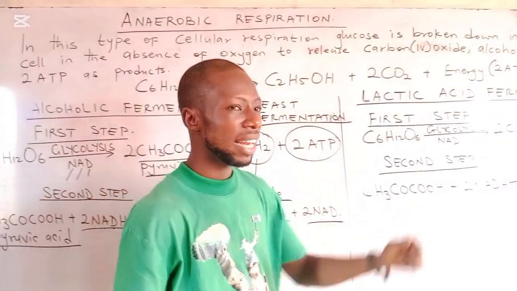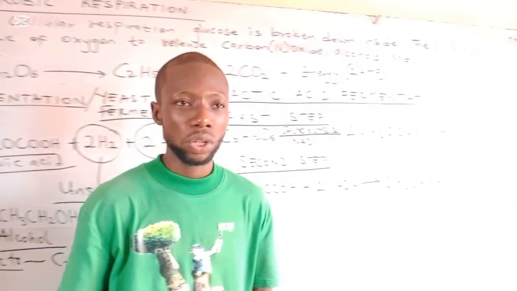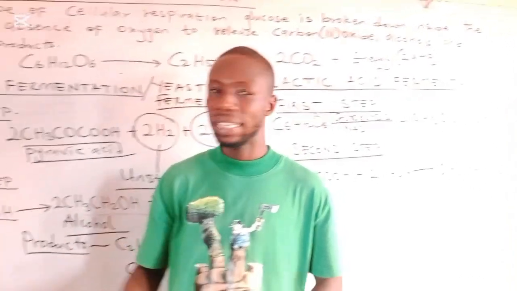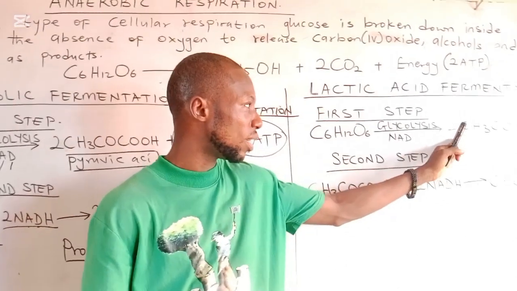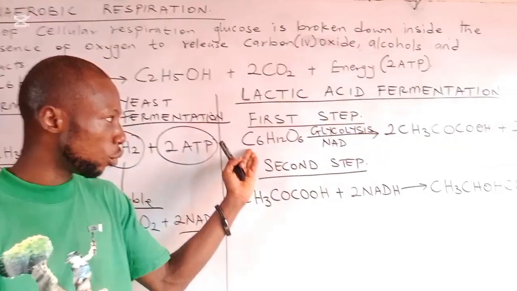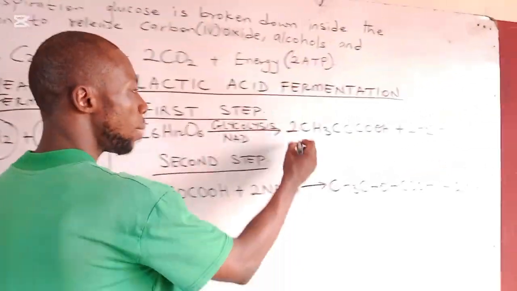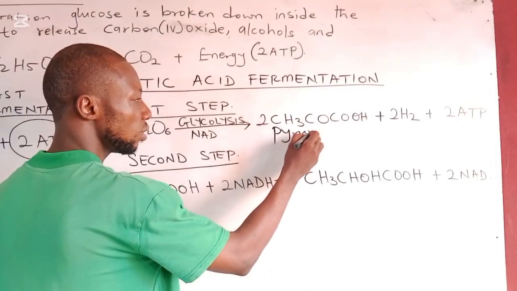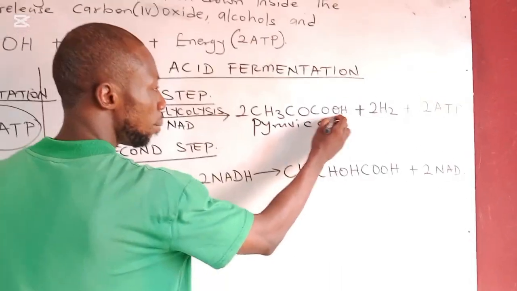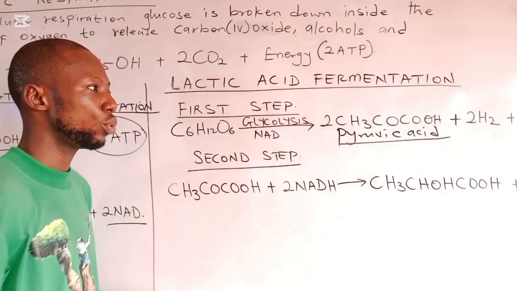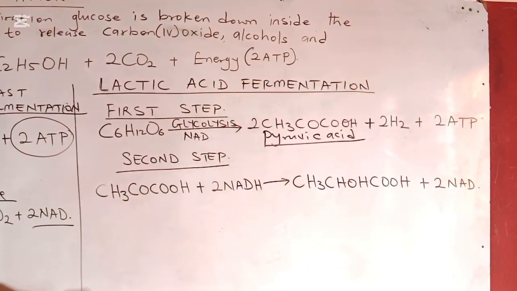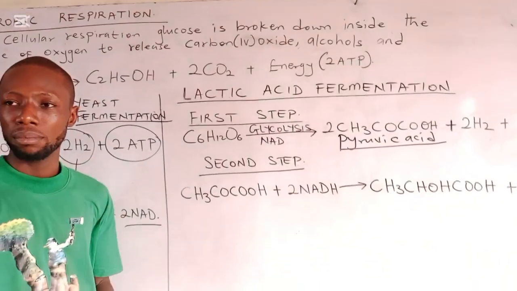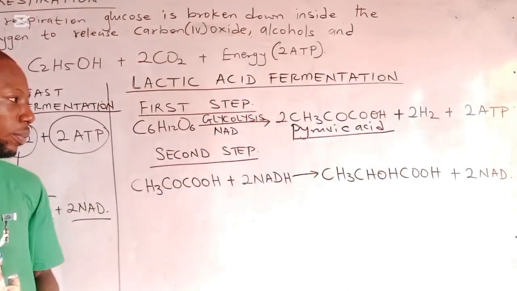In lactic acid fermentation, just as we discussed in alcoholic fermentation, the first step is normal glycolysis, which is the partial breakdown of glucose to produce pyruvic acid, hydrogen ion and two ATP. This occurs in the cytoplasm, as we discussed in aerobic respiration.